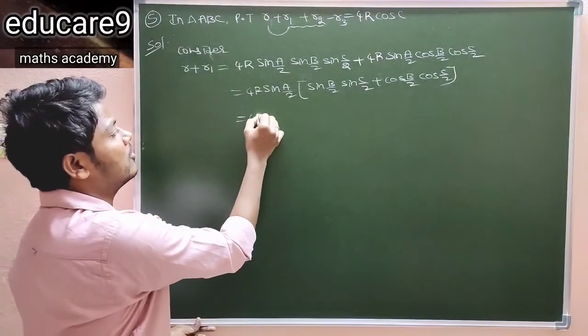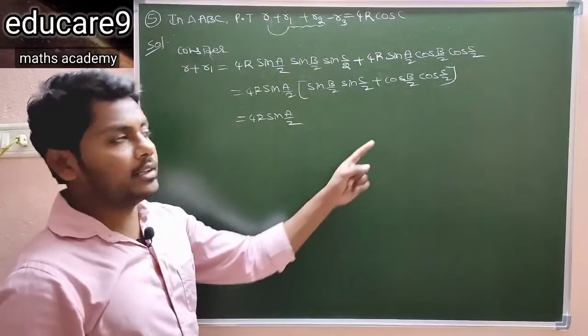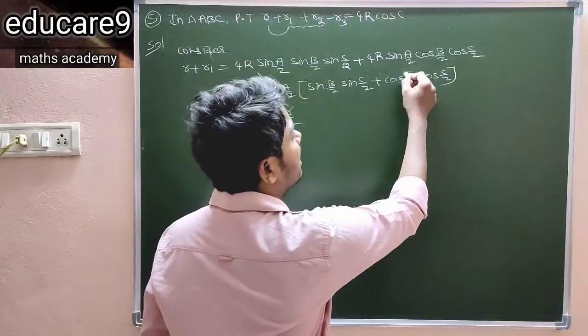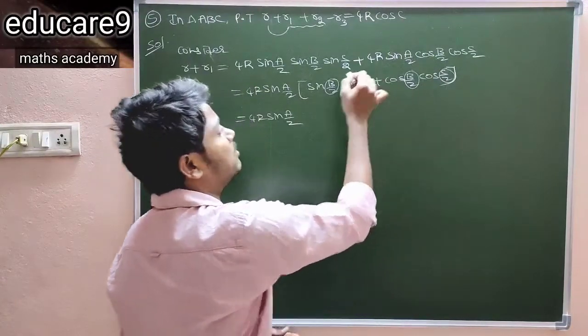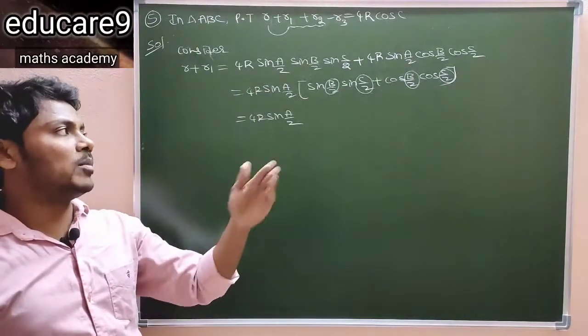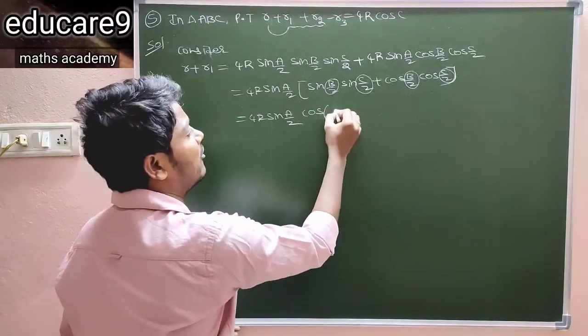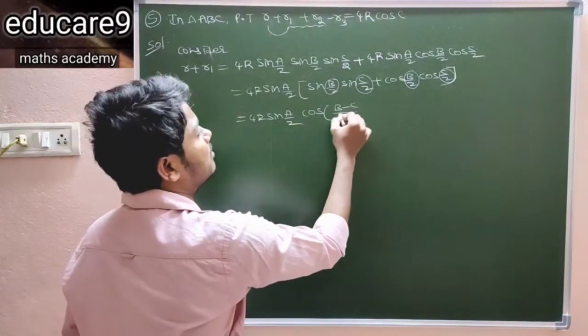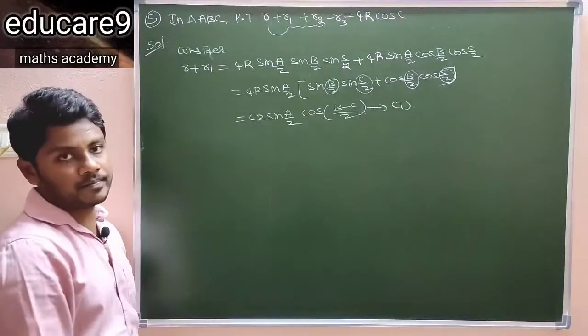Now this is 4R sin A by 2. So clearly it is in the form of cos A cos B plus sin A sin B. So clearly that formula is cos of A minus B. That is cos of B minus C by 2. So this is equation 1.